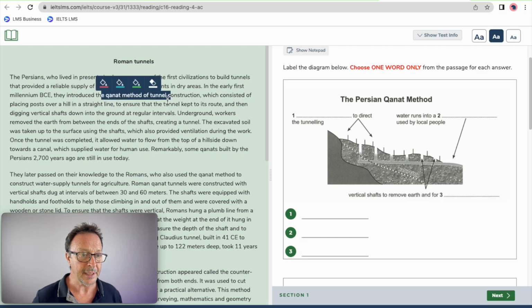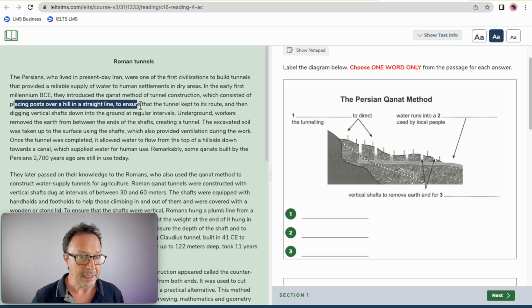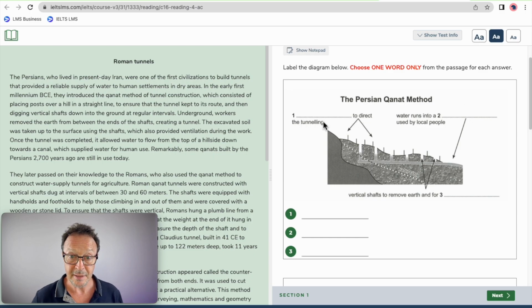Okay, so first of all here, I've got a mention of the Qanat method used of tunnel construction, which consisted of placing posts over a hill in a straight line, to ensure the tunnel kept its route. So that to me looks like the answer to number 1. These look like posts, placing posts over a hill in a straight line to ensure the tunnel kept to its route, to direct the tunneling. So I think that number 1 is posts.